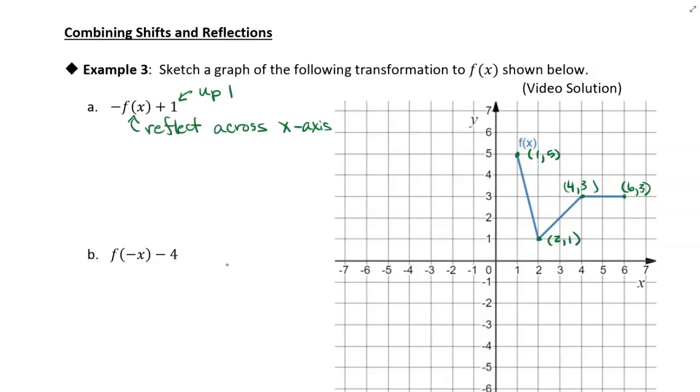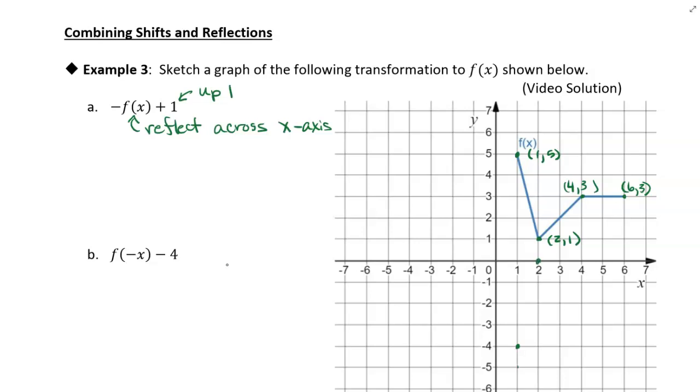So if we take this first point, 1, 5, right, we're going to reflect it across the x-axis, which puts it down here at -5, but then we have to go up 1, right? So the point on our new graph is going to be 1, -4. All right, same way here. 2, 1, we're going to reflect it to the other side, so it's going to be the same distance from the x-axis on the other side, and then we have to shift it up by 1.